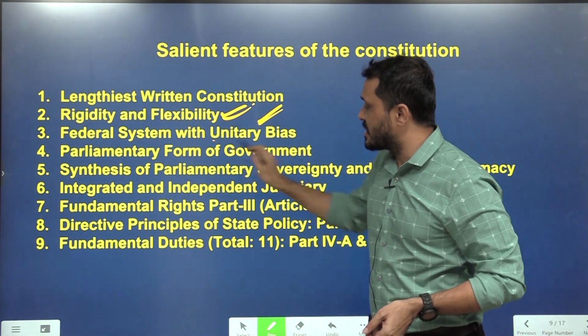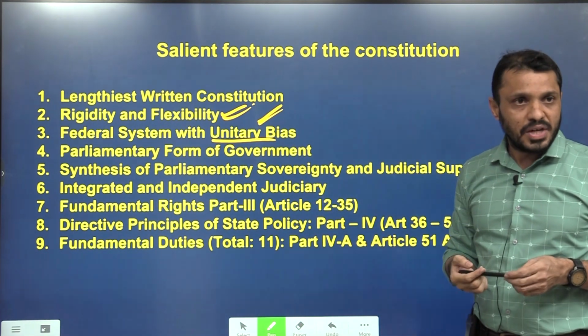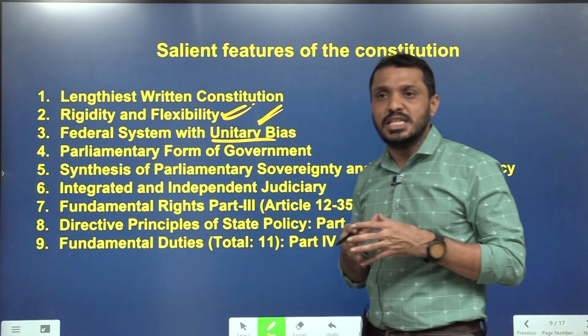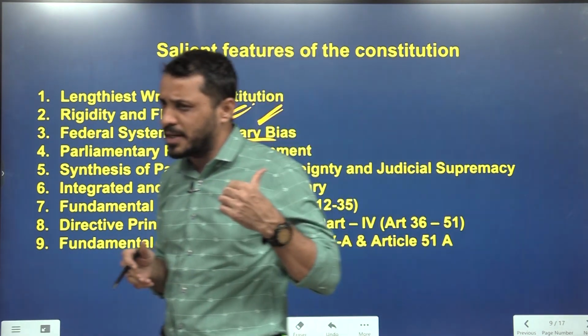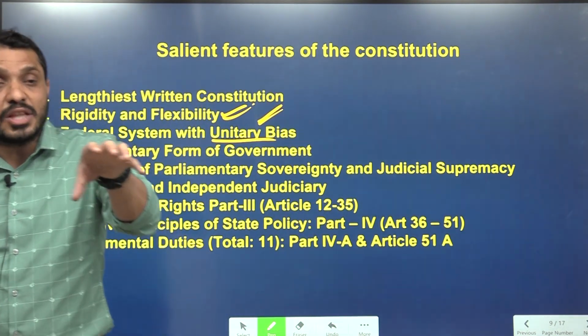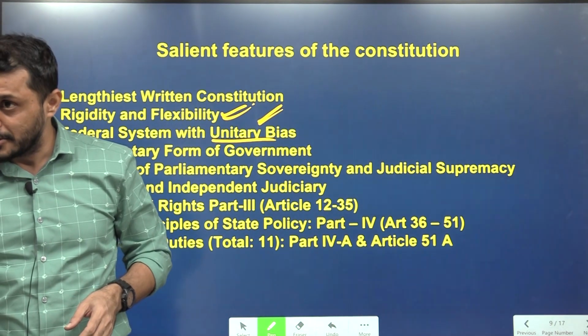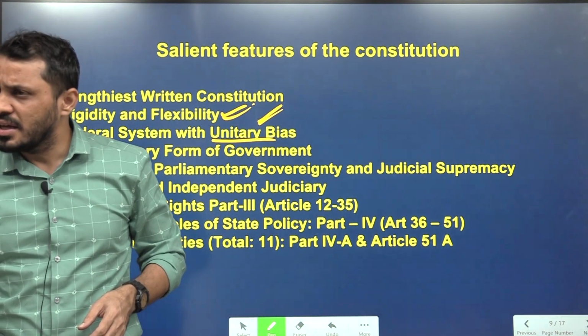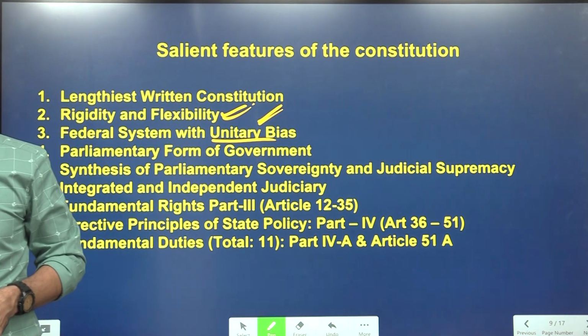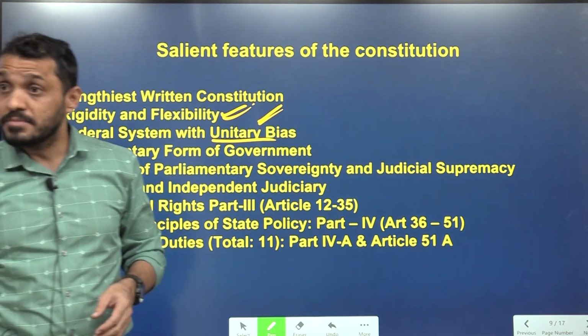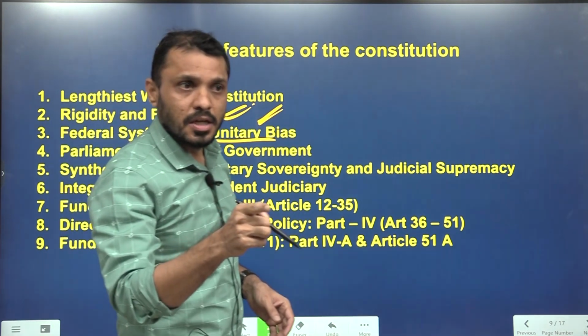Third one: federal system with unitary bias. This is also one of the essential features of the Indian Constitution. What does it mean? The Indian Constitution, even though federal in spirit, is unitary in letter. How can you say that? That is what Article 1 is talking about. Article 1 says India, that is Bharat, is a Union of States.